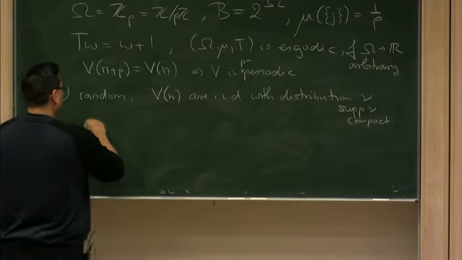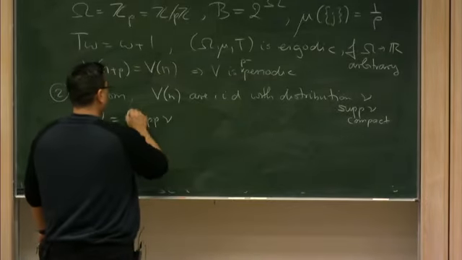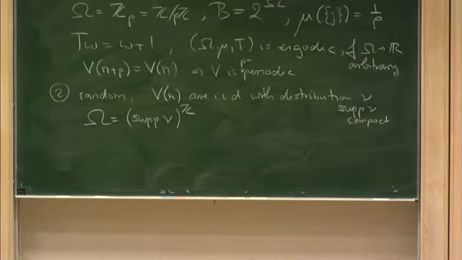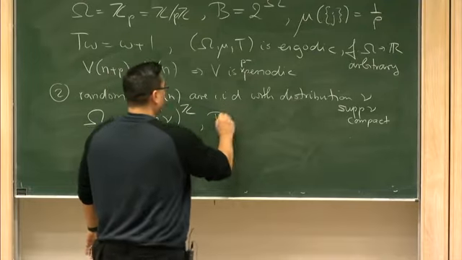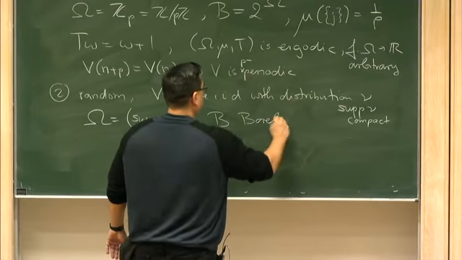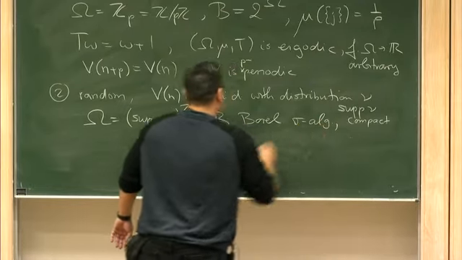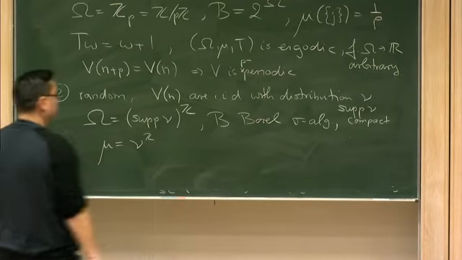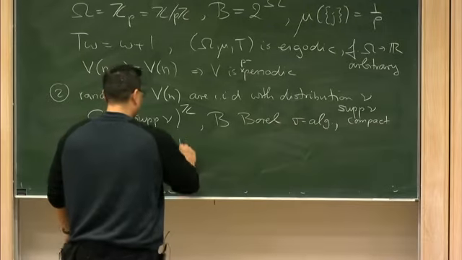Okay, so now omega, I really want to take as follows. I take this product here. I take Z many copies of this compact subset of R, and therefore omega is also compact. B is the Borel sigma algebra. Mu is this nu, the product measure, again taking Z copies of nu.